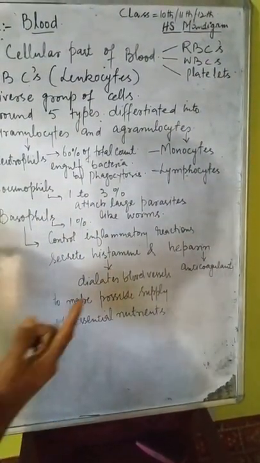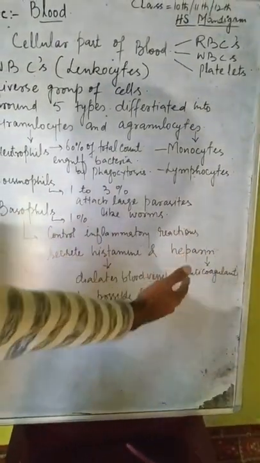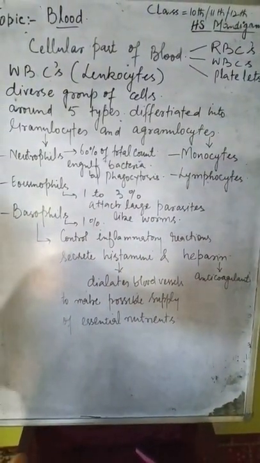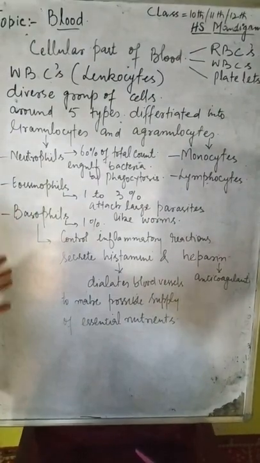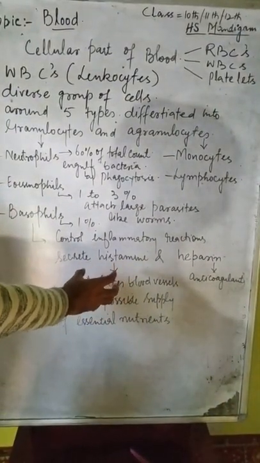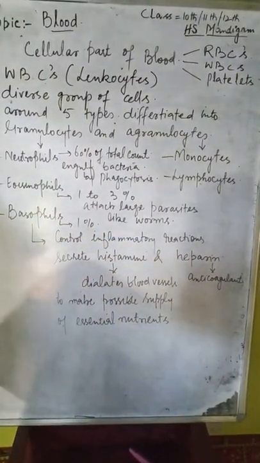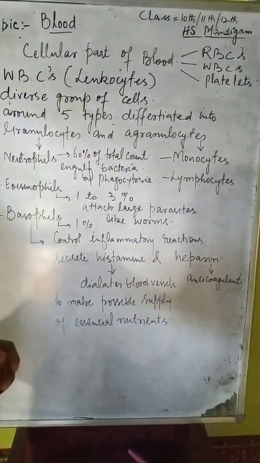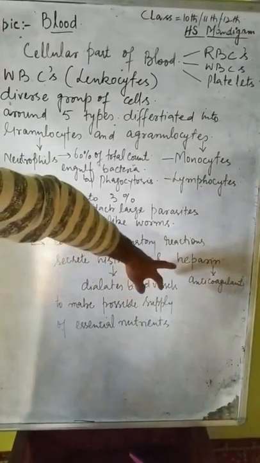But at the same time, heparin is also secreted, because heparin is an anticoagulant. It will not allow the blood to coagulate till the time the essential nutrients reach the site of the injury in the tissues. So the basophils control the inflammatory reactions by secreting histamine and heparin.